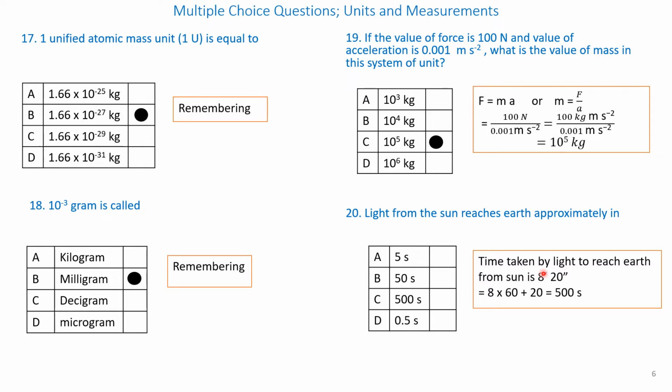Time taken by light to reach Earth from Sun is, you have to remember, 8 minutes and 20 seconds. We have to convert into seconds. Therefore, 8 into 60, because 1 minute is equal to 60 seconds. So 8 into 60 plus 20, that is 480 plus 20, that is equal to 500. 500 seconds is the correct answer and this answer is given in option C. You please mark it. Next question.